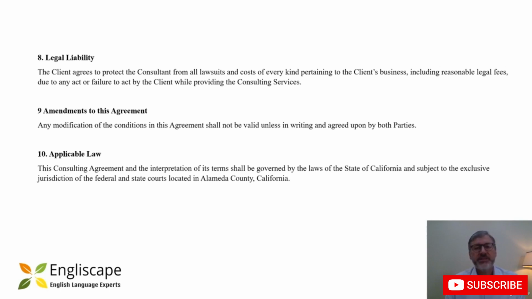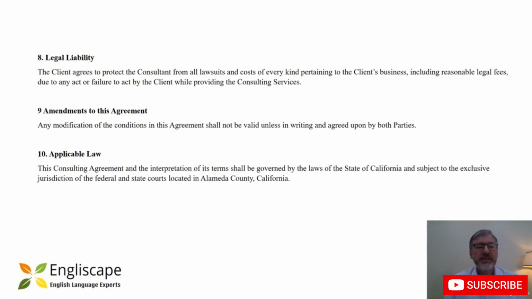9. Amendments to this agreement. Amendments means changes. Any modification of the conditions of this agreement shall not be valid, valid means acceptable or true, unless in writing and agreed on by both parties. Both parties, the client and the consultant, must agree to any change to this contract.